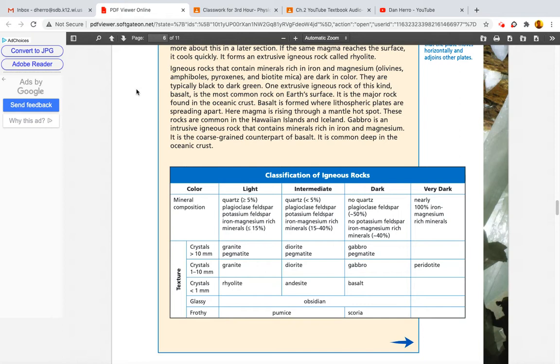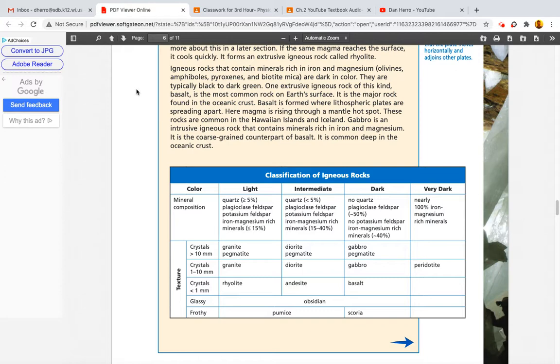Igneous rocks that contain minerals rich in iron and magnesium, olivines, amphiboles, pyroxenes, and biotite mica, are dark in color. They are typically black to dark green. One extrusive igneous rock of this kind, basalt, is the most common rock on Earth's surface. It is the major rock found in the oceanic crust. Basalt is formed where lithospheric plates are spreading apart. Here, magma is rising through a mantle hotspot. These rocks are common in the Hawaiian Islands and Iceland.